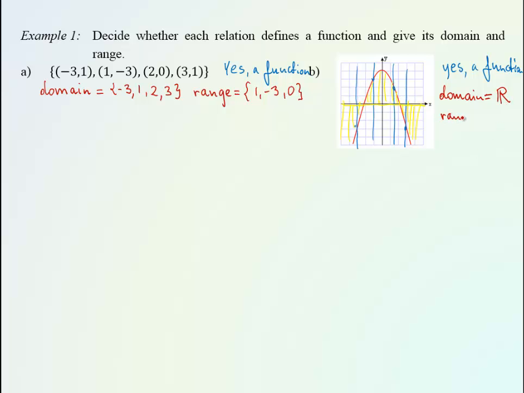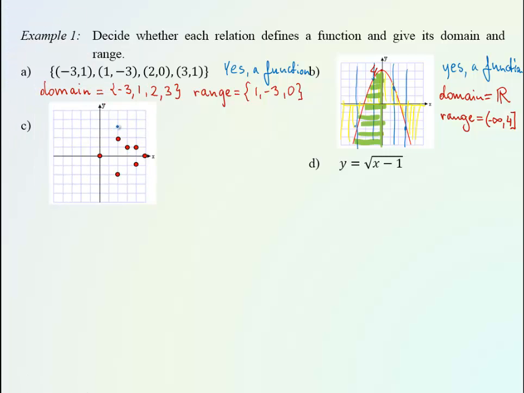Range. To find out the range, let's project the graph onto the y-axis and see what will be covered. Well, everything until this point. So what's this point? That looks like it's 4. Therefore, the range is from -infinity up to 4, with 4 included, because 4 is also taken as a vertex.